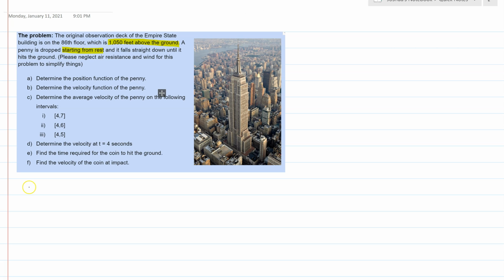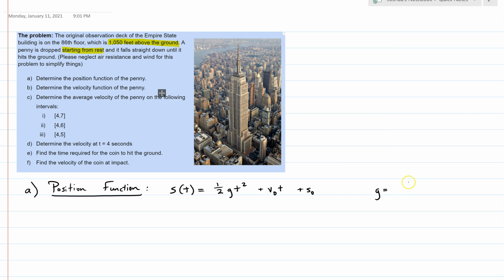So let's begin with part A. Determine the position function of the penny. Here is the formula for position function. This was in our notes today. Okay, it is 1/2 gt squared plus v naught t plus s naught.